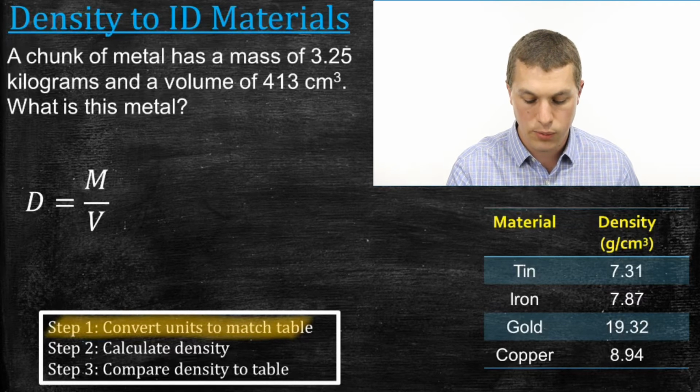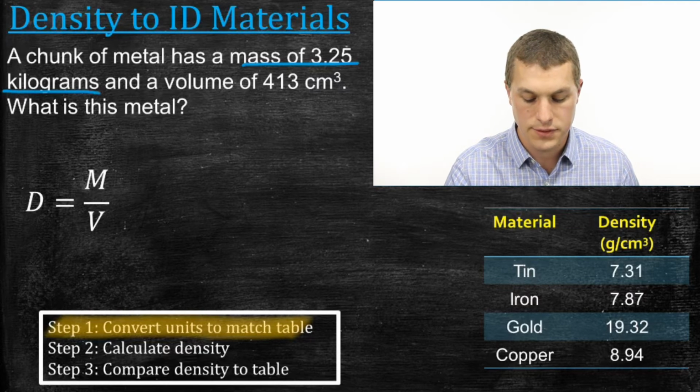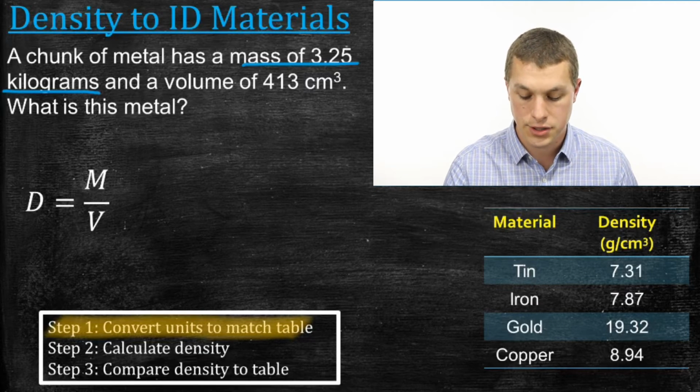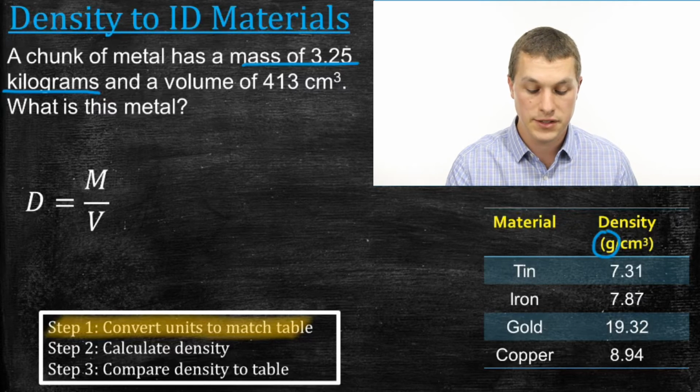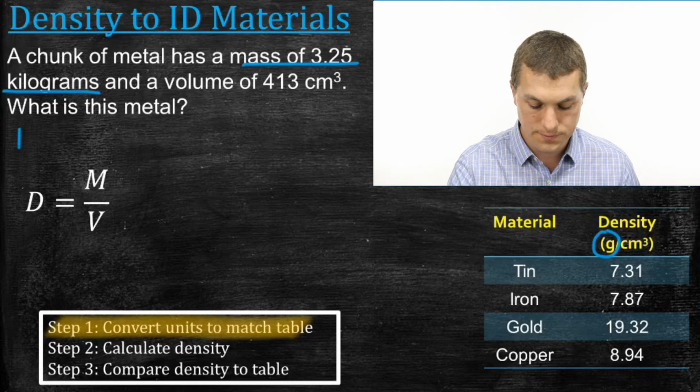And right away we see when we go to our mass, it's 3.25 kilograms. So kilograms doesn't match our unit for mass over here in the table, which should be grams. So that means the first thing we need to do is go from kilograms to grams. So our mass starts out with 3.25 kilograms.